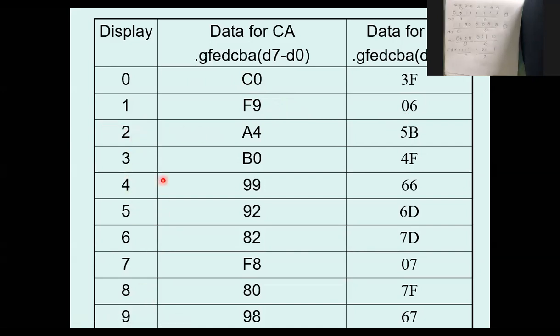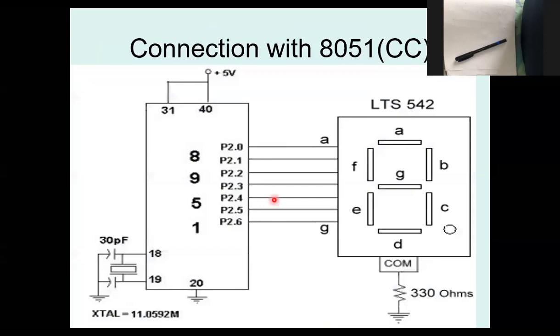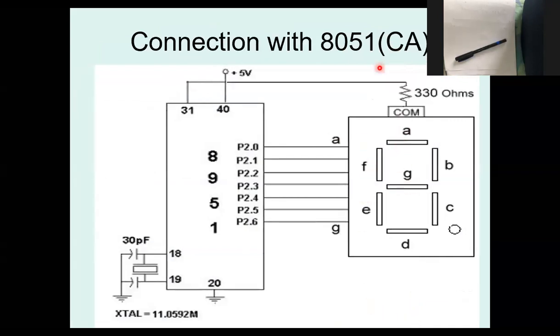So I want to write a program where I want to display 0 to 9, in either common anode or common cathode. How will it be done? First, just see the program. It's a very simple program. Just see the circuit diagram. The common cathode terminal should be connected to ground with a 330 ohm resistance. In a common anode configuration, it will be connected with a 330 ohm resistance to plus 5 volts.